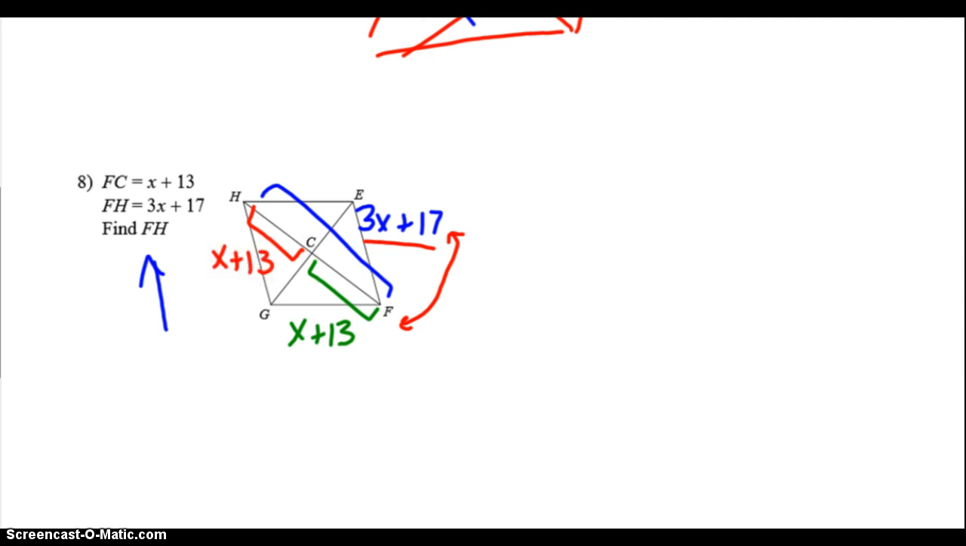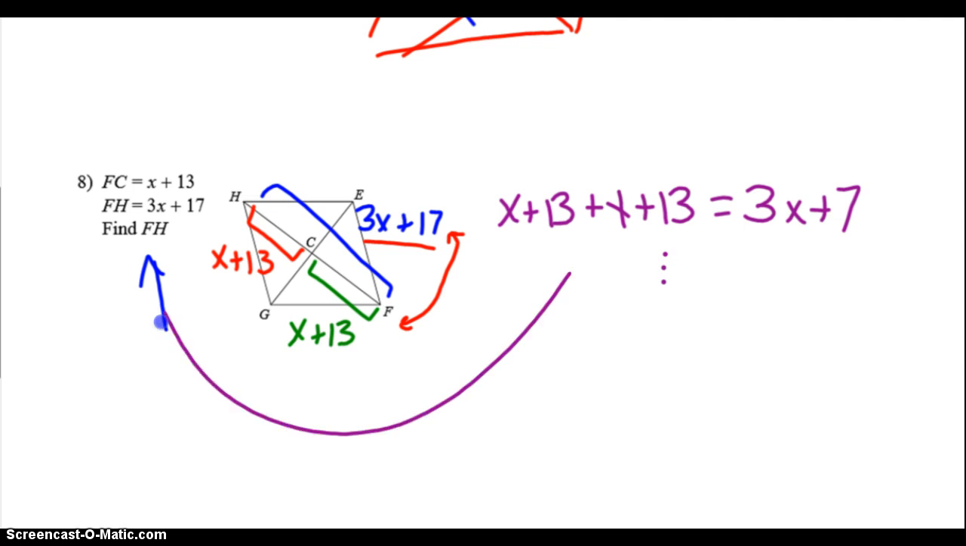Okay, and now I can write an equation saying that x plus 13, the first half, plus x plus 13, that second half, equals the whole thing, 3x plus 17. And then I could solve that, figure out what x is, plug it back in to figure out what FH is, and keep going.